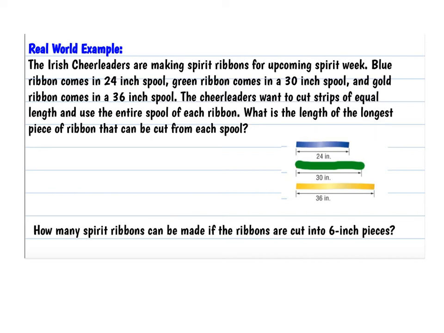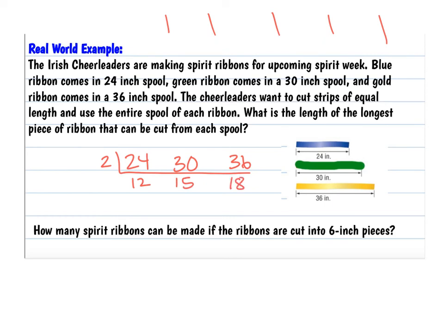So we're trying to figure out the greatest common factor between these three. Okay, so we have the 24 inches, and we're going to cut it into a certain length. Same thing with 36, and same thing with 30. So to do that, I'm going to use the cake method. So I'm trying to find a number that they can all be divided by. They can all be divided by 2, which would be 12, 15, and 18.